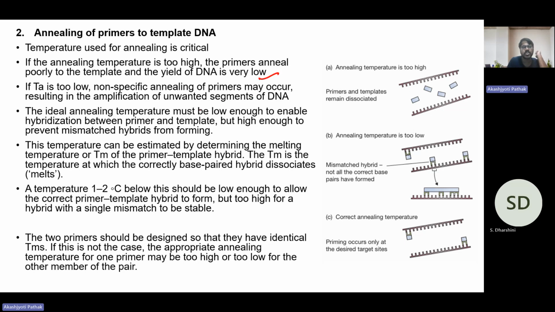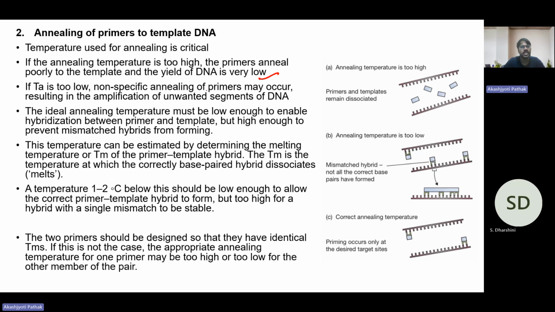Now, if the TA is too low, what will happen? Your separated DNA strands will start to anneal. There will be non-specific annealing of primers, resulting in amplification of unwanted segments of DNA. So if you keep the annealing temperature low, then this primer can bind anywhere on the DNA. That is also one problem. It must be low enough to enable hybridization, but it must not be very high. If it is very high, then it will not anneal. If it is very low, then it can show non-specific binding.